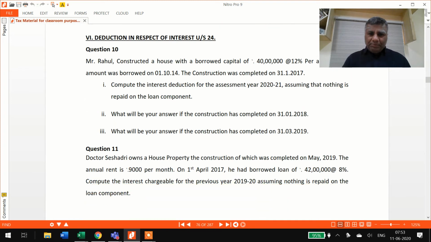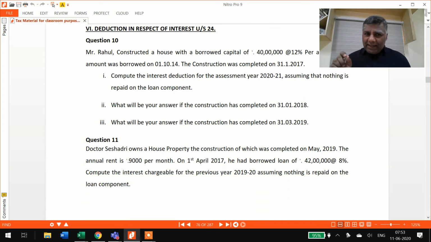Friends, I want you to try case 2, case 3 and the 11th question also. In all these cases, give me the interest deduction. Please work out case 2, case 3 and the 11th question also.